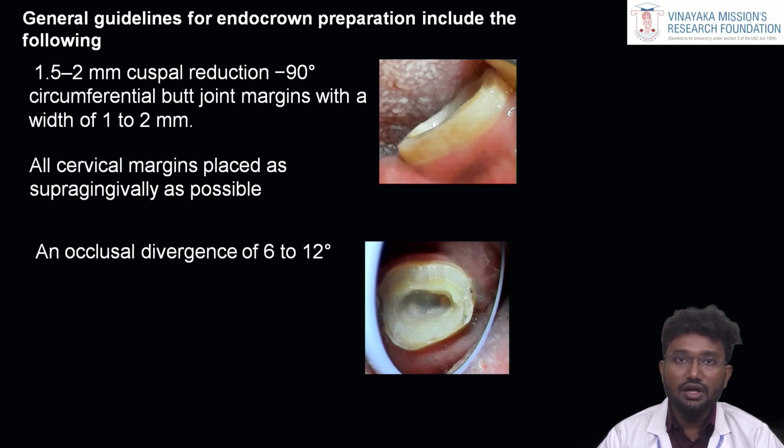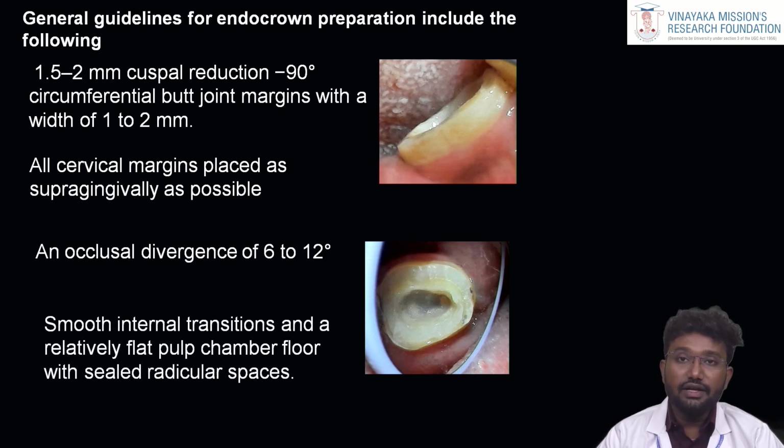So in such cases, you need an occlusal divergence. Here the divergence required is about 6 to 12 degrees, and the internal line angle should be rounded. Smooth internal transition and a relatively flat pulpal chamber floor with sealed radicular spaces. This is very important and ideal for requiring a smooth restoration and to prevent further breakage of ceramic restorations.